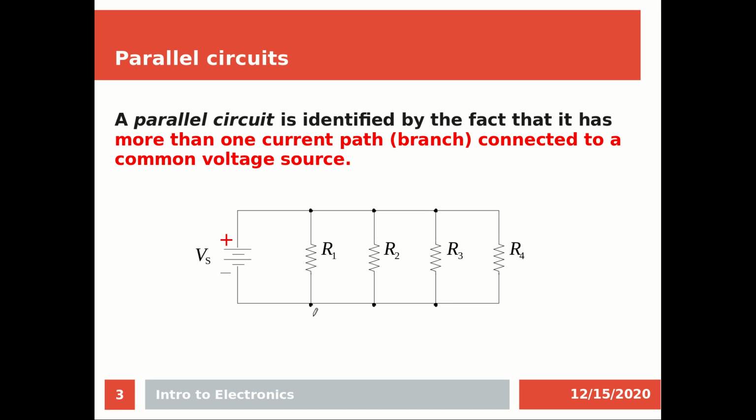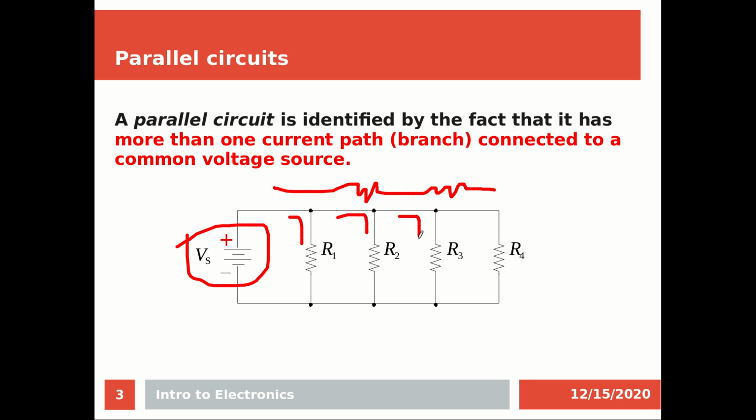So again, parallel circuits mean that more than one circuit current path, or branch, is connected to the common voltage source. So the current will come from this source and will be divided among multiple branches instead of going through one branch. Okay, so if one of them is off, there are still three branches, or the other branches are working.